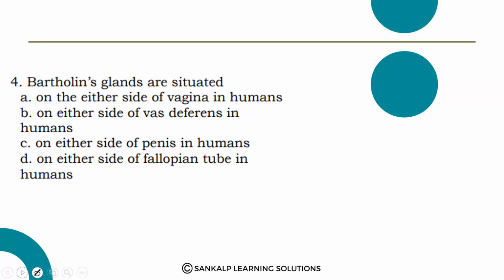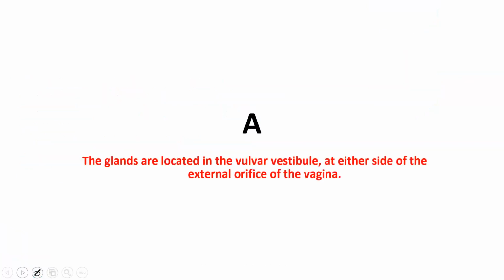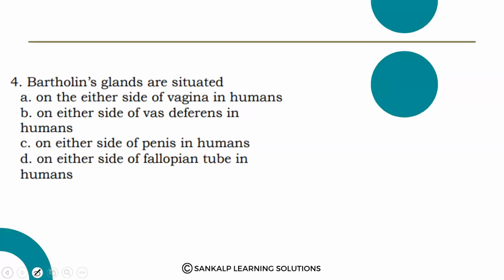So the right answer is here. Bartholin's glands are present in the female reproductive system, on either side of the vagina. They secrete a fluid, similar to the secretion of the male reproductive system, that provides lubrication for the motile sperm. So option A is the right answer. Some of you selected option D, on either side of fallopian tube in humans. No, we don't have any glands on either side of the fallopian tube. We have the glands on either side of the vagina. So the right answer is option A.